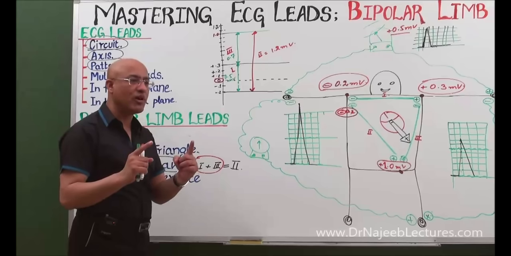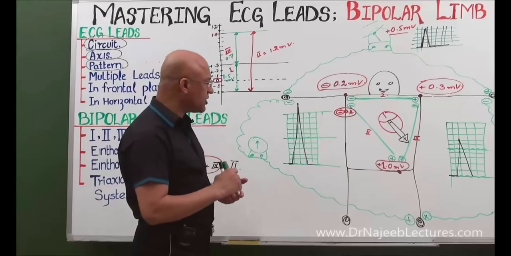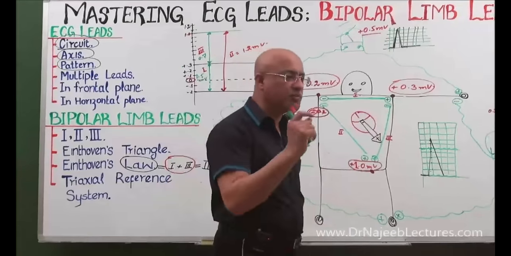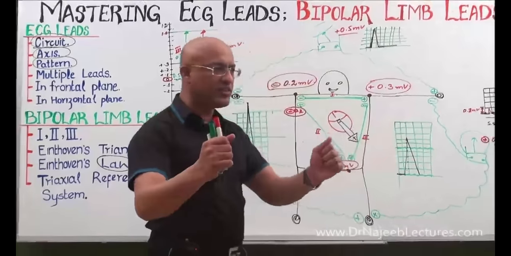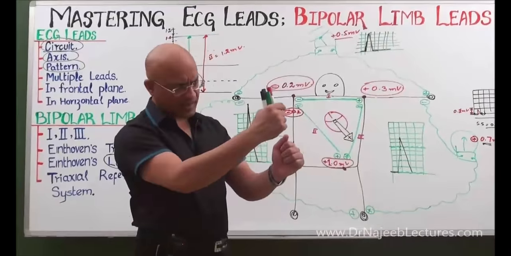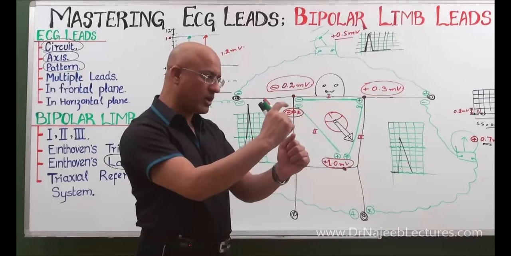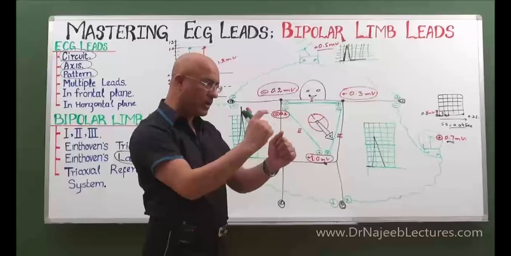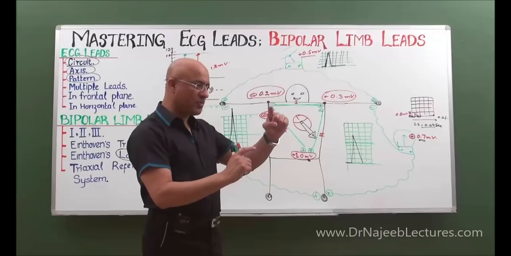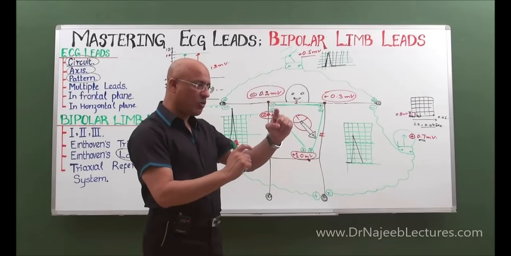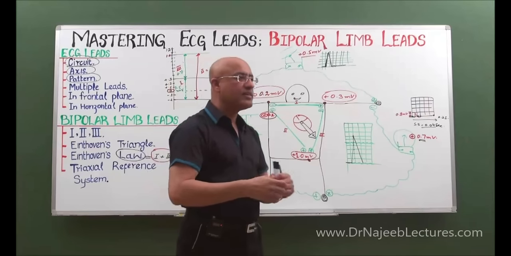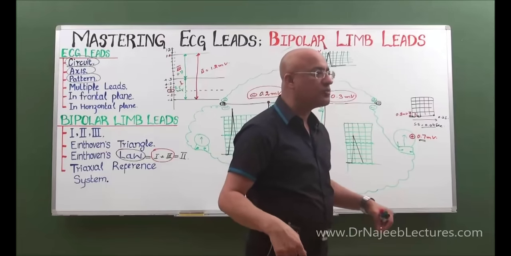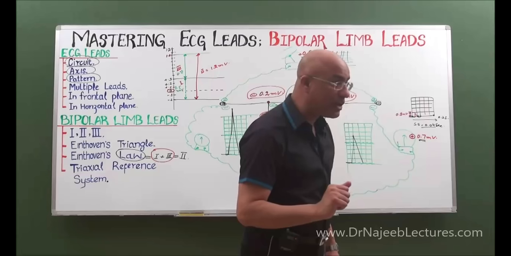This is Einthoven's law. What is the importance of Einthoven's law? It has many importances. One of the simplest is that whenever you hold a 12-lead ECG paper, just look at the voltage of the QRS in lead 1, 2 and 3 and determine the sum of 1 and 3. If they make 2, it simply means that the electrodes applied on the limbs are rightly applied.